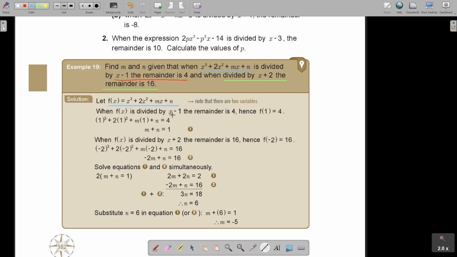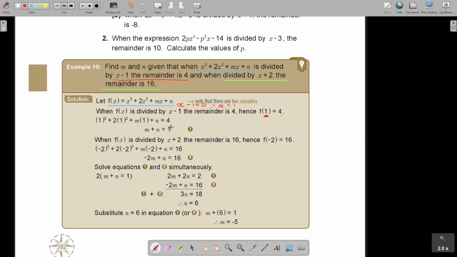So when f(x) is divided by x minus 1, can you remember what we do? We put it equal to 0. And then you take the x over, and it's 1. So that's why they got the 1 there. And when it's divided, the remainder is 4. So now you substitute 1 in the place of x, and it's equal to 4. Okay, that's the answer, and just simplify.